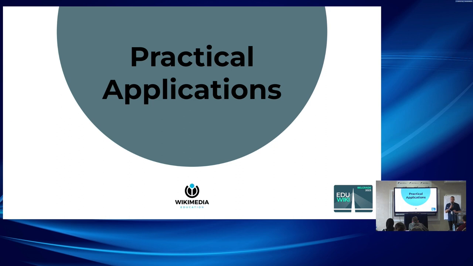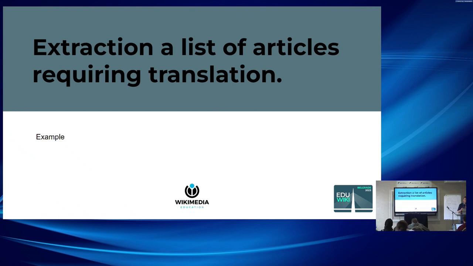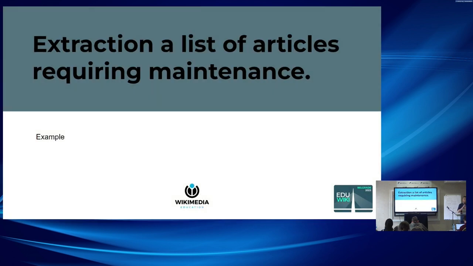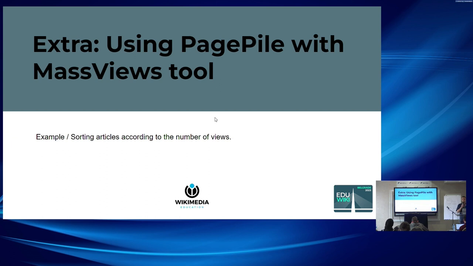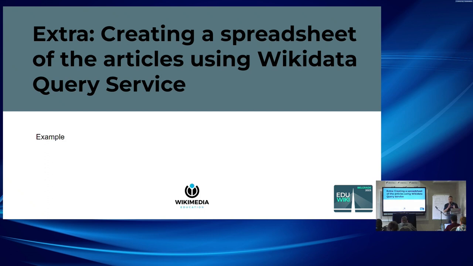So I'm gonna start with the practical applications. Please prepare your laptops. I'm gonna give you an example of how to extract a list of articles under specific categories, and an example of how to extract a list of articles that need translation. I'm gonna give you an example about how to extract a list of articles that have the minimum words, where their sizes are so low and they need to be expanded. After that, I'm gonna extract a list of articles that have some problems in their templates, meaning they need maintenance. And using PagePile, which is something a bit advanced, I'm gonna sort these articles according to their view numbers. I'm gonna use the Massviews tool. Finally, this is extra and advanced, I'm gonna give you the link. We will create a spreadsheet of the articles using the Wikidata Query Service for various languages.